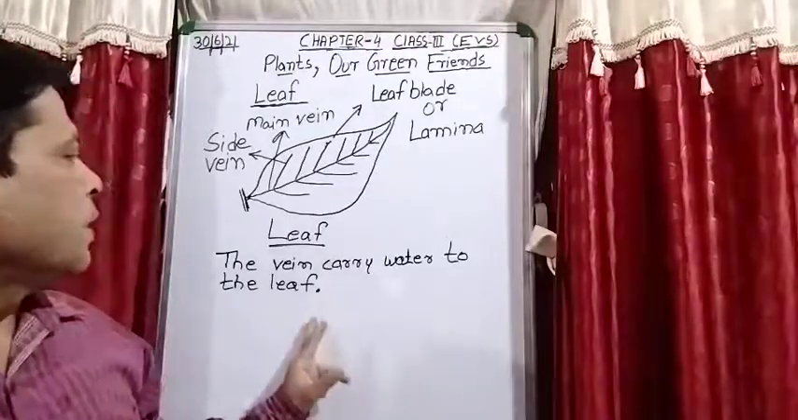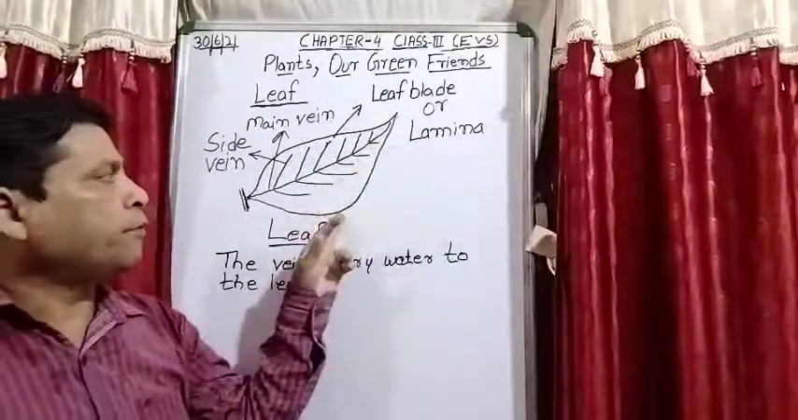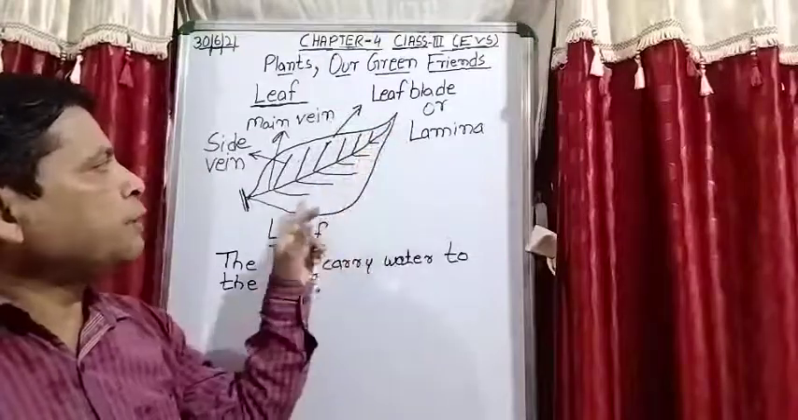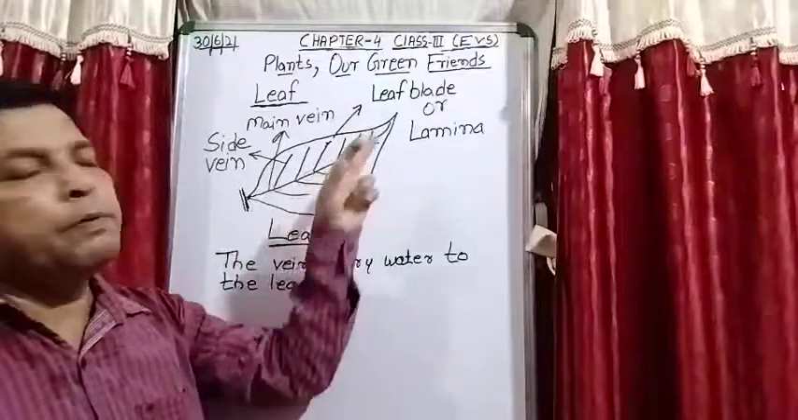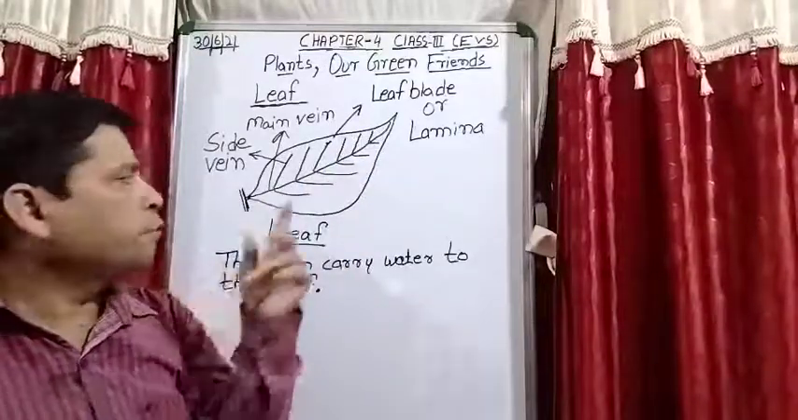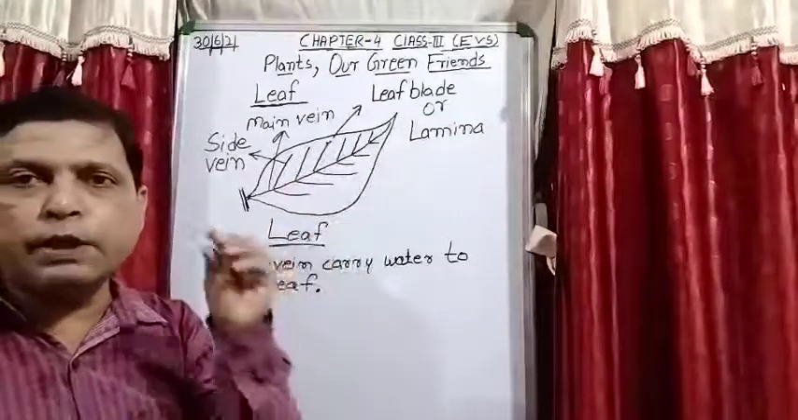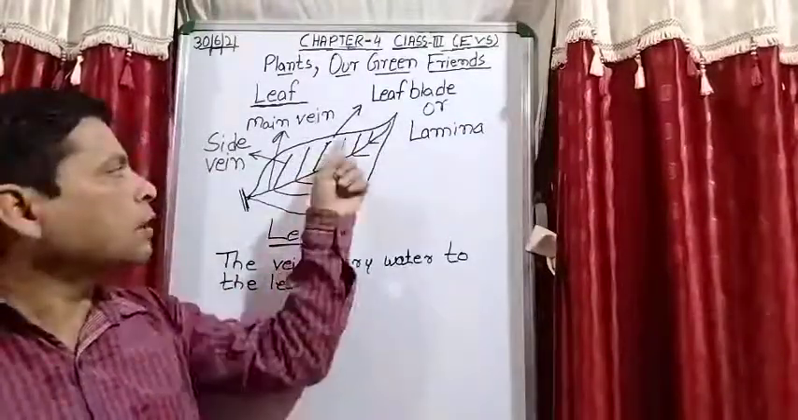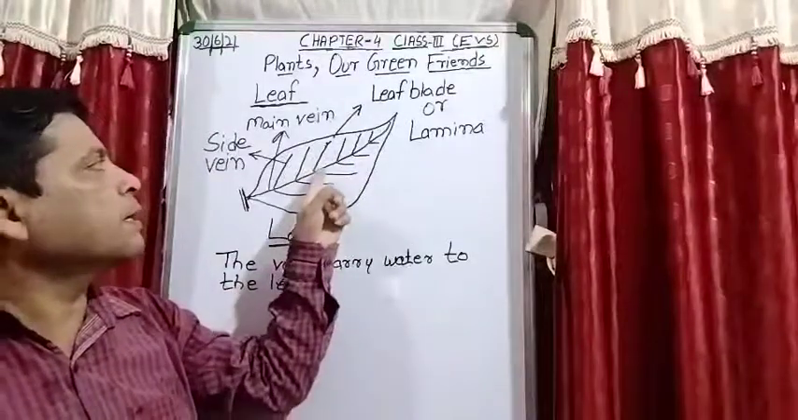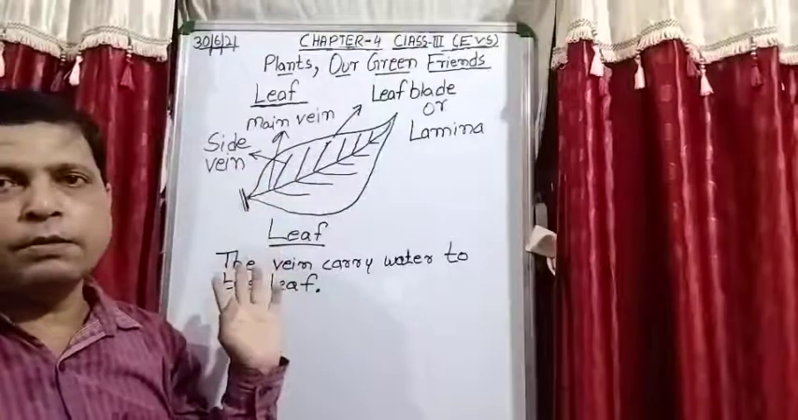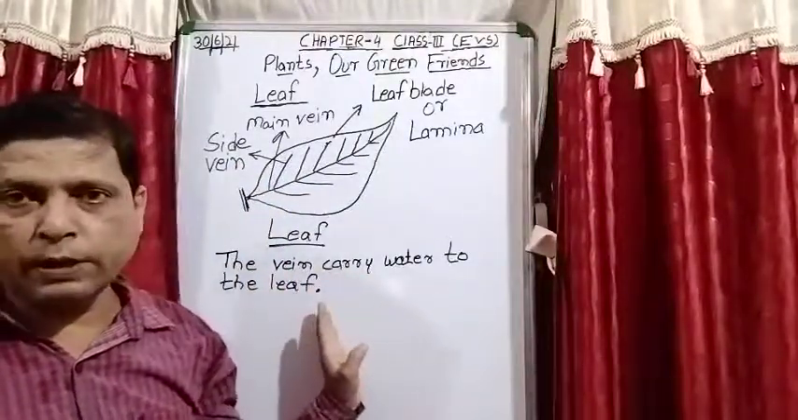So now, recapitulation, this is a diagram of a leaf. This flat part of the leaf is known as leaf blade or lamina. All the leaves have a main vein, which we call the main vein because it is in the center, and from this center vein all the other veins are attached. That is the reason they are known as side veins. And the veins carry water to the leaf. This I have already discussed with you.